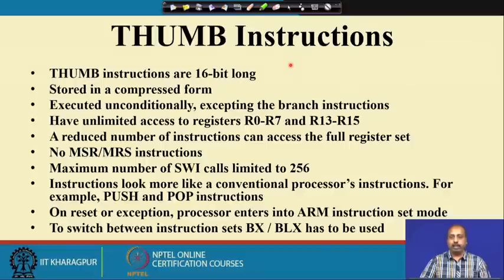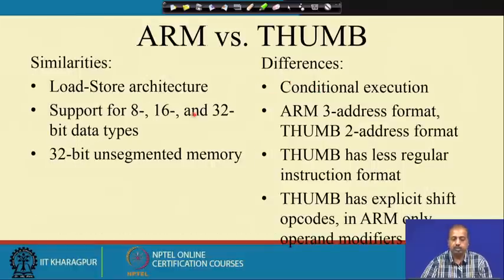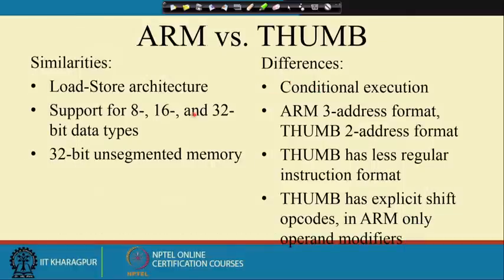So, the instruction set is the ARM instruction set in that case. So, these BX and BLX instructions can be used. If you just want to compare ARM and thumb, it is like this. In terms of similarity, both ARM and thumb are load store architectures. Both support 8, 16 and 32 bits of data, and the memory model used is 32 bit unsegmented memory.